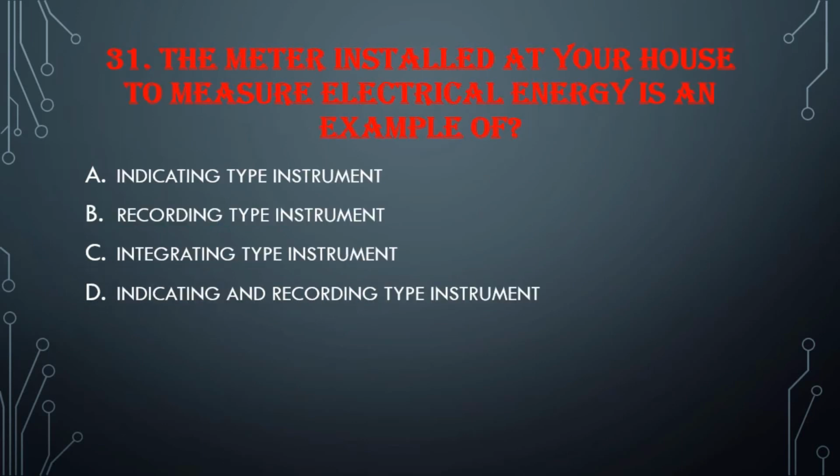The next question for you all, my friends, is: the meter installed at your house to measure electrical energy is an example of: the options are: A. Indicating type instrument. B. Recording type instrument. C. Integrating type instrument. D. Indicating and recording type instrument. And your time starts now.